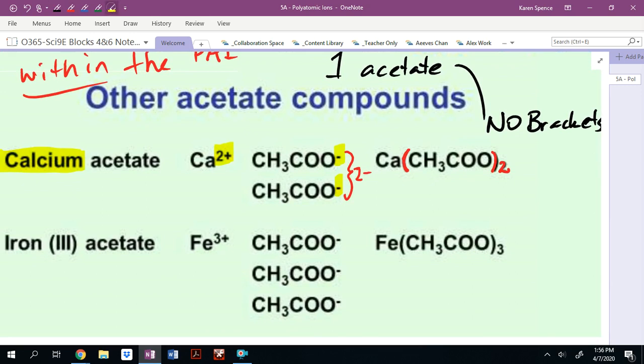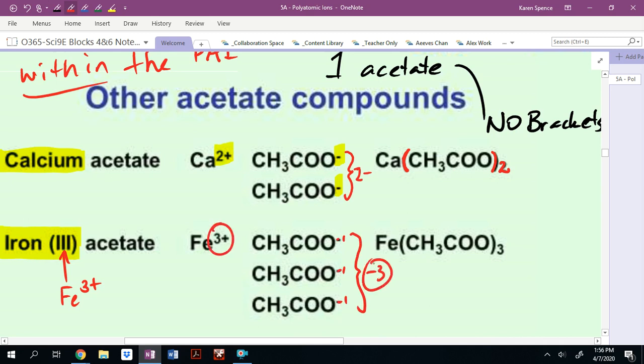Okay, what if we put acetate with iron? And because iron is in the red zone, it is a multivalent, we need to tell you what kind of charge iron has. Because we have a 3 here, that means that it is iron +3, or iron 3+. If we have 3 positives, we also have to have, each of these is -1, we need to have 3 negatives. Okay, because our 3 positive and our 3 negative, if we add those up, our overall charge is going to be 0, which is what we want.